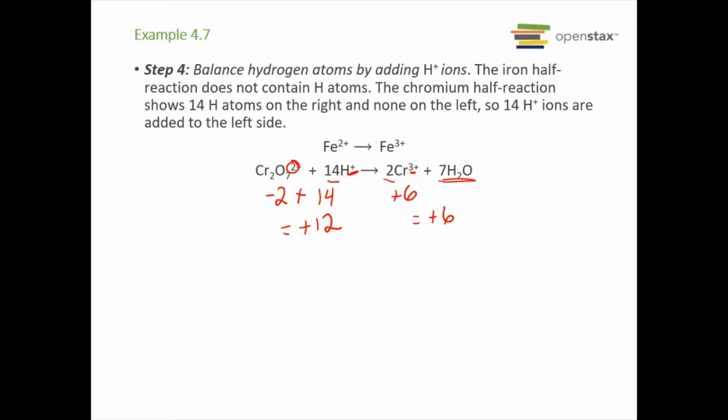For the iron, on the reactant side, I have a total charge of positive 2. On the product side, positive 3. So we can see neither of these half reactions are balanced as far as charge goes. Keep that in the back of your head.